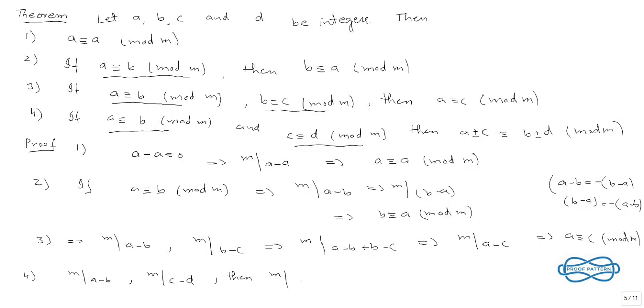Then m divides A minus B plus or minus C minus D, and that is actually equal to m divides A plus or minus C minus B plus or minus D, and this gives us the required result.